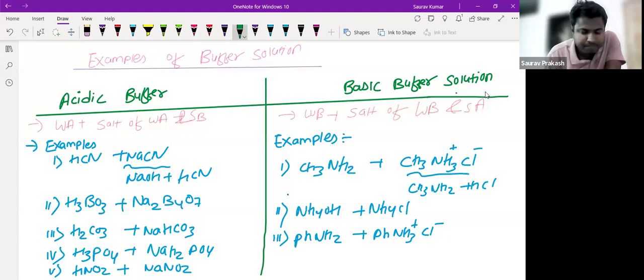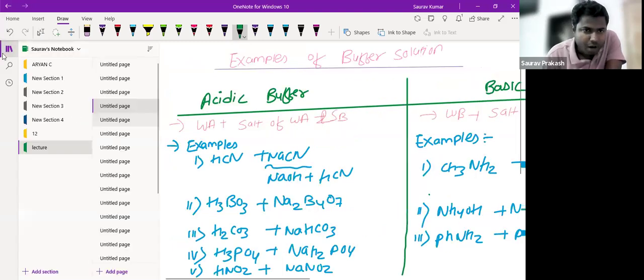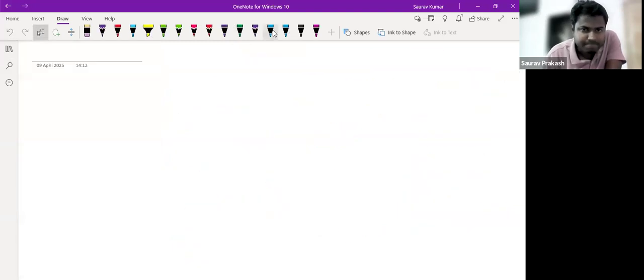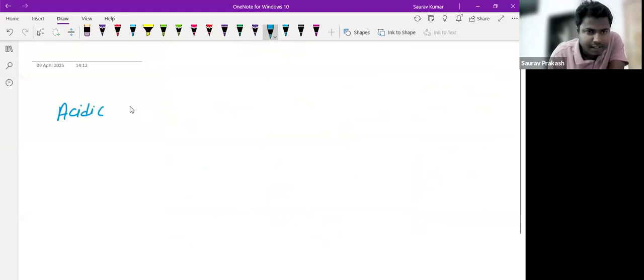So now we learn how the acidic buffer can be prepared. Acidic buffer preparations.